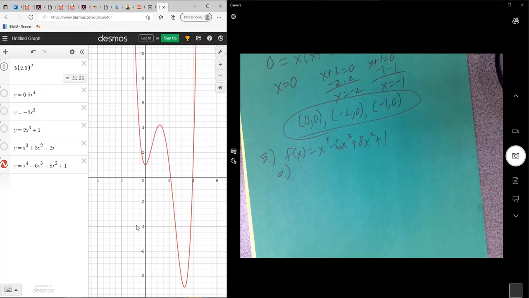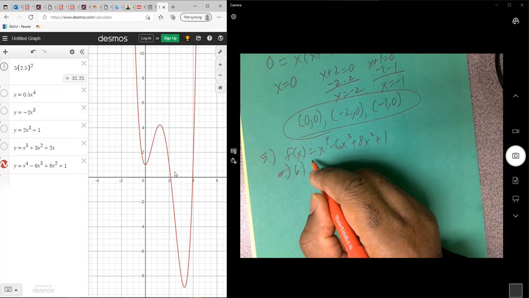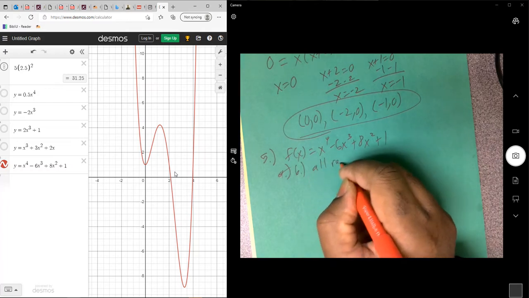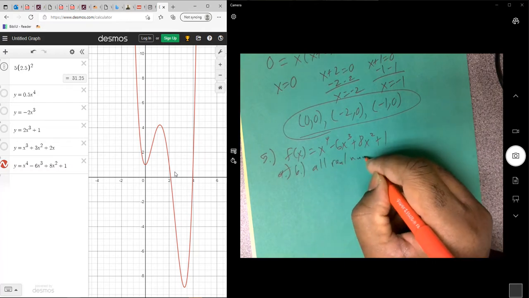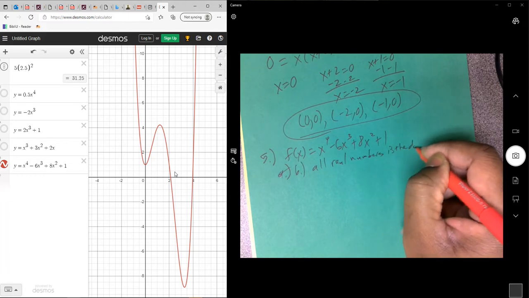Now we look here at B. It says determine the domain of the function. If you look at this function here, there's no x values that cannot be used. So then I'll just make this B because our graph was A. So it'll be all real numbers is the domain.